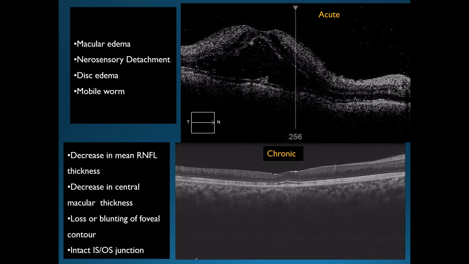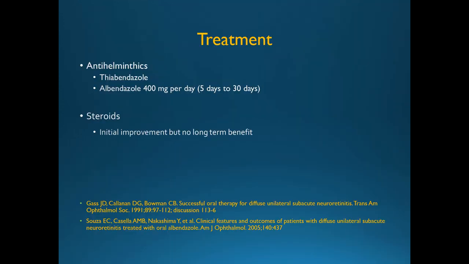Coming on to the chronic stage on the OCT, mean RNFL thickness is reduced, and central macular thickness is also reduced. There is loss or blunting of the foveal contour. However, the ISOS junction remains intact. Coming on to the treatment, oral drugs, antihelminths, are the mainstay of treatment, which include thiabendazole or albendazole, along with steroid cover. The steroids give initial improvement, but long-term benefits are not really seen with them.